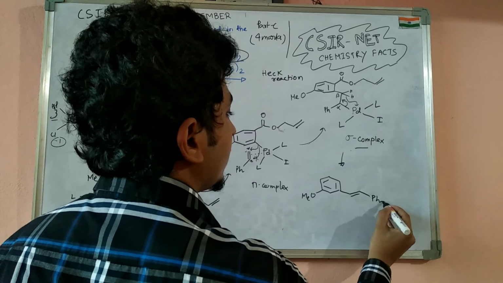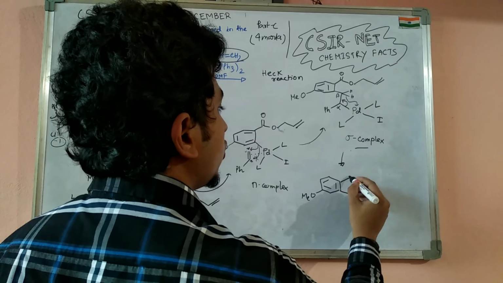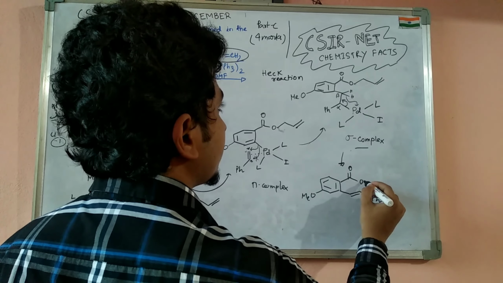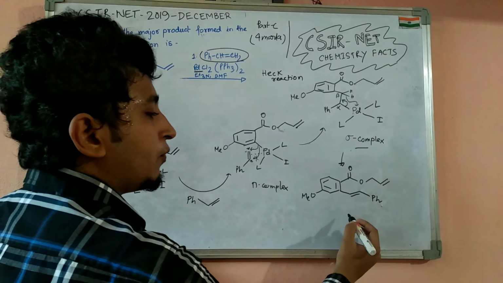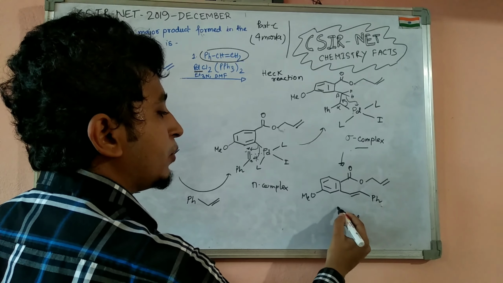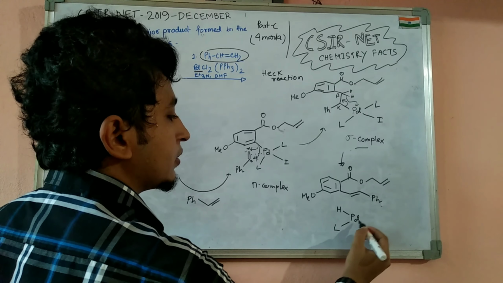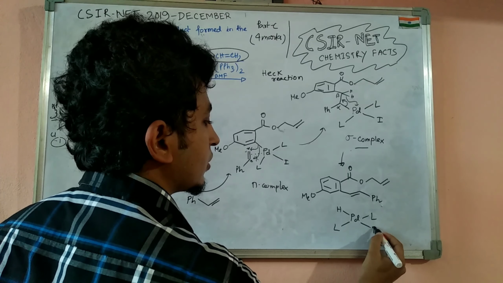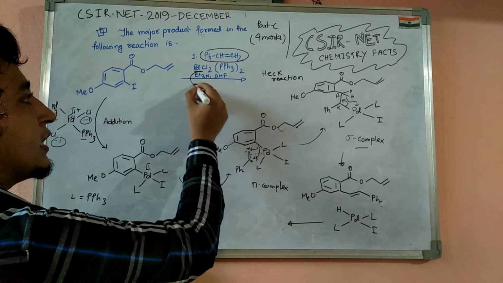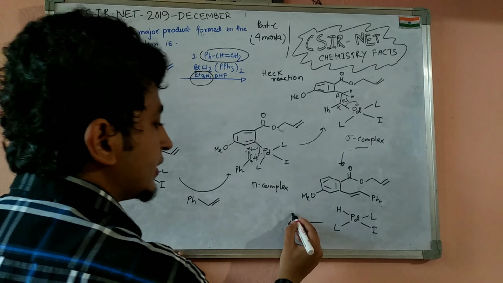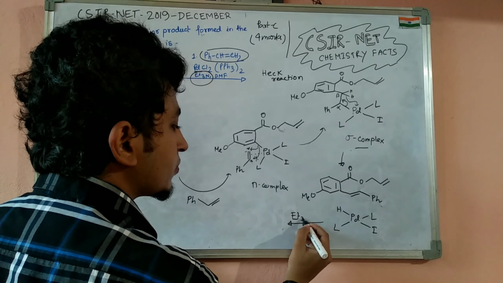So this will form, and here this group will be intact like this. So this is the final product, and what will form this palladium? This palladium will form this one, and this Et3N base is given in this reaction medium, right? This Et3N, what will it do?